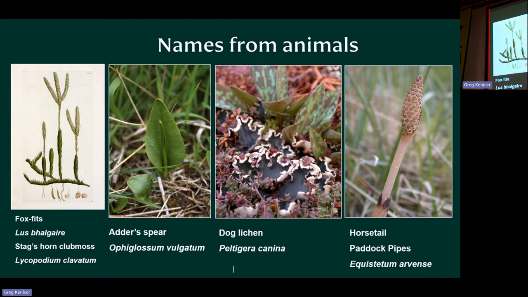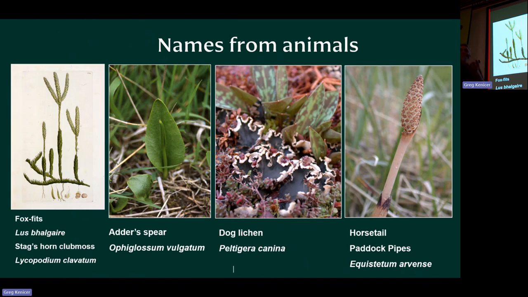It's great. So it's just rife with animal connections. So stag's horn club moss relates to its branching pattern. It looks like a stag's horn. We've got foxfix and musbalgar. The two of these names both relate to foxes. Okay. Now, this is in its taxonomic name. It's Lycopodium. So Lycopodium is the foot of a wolf.